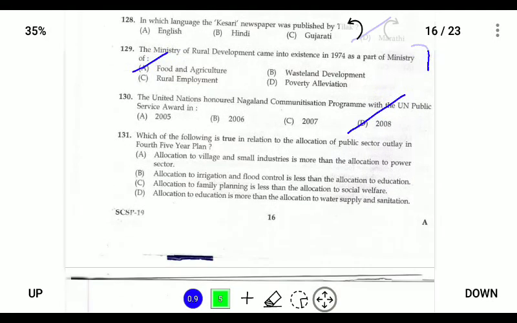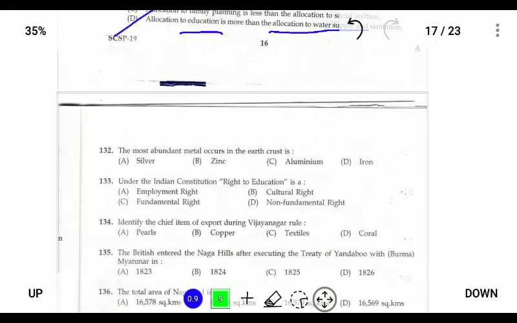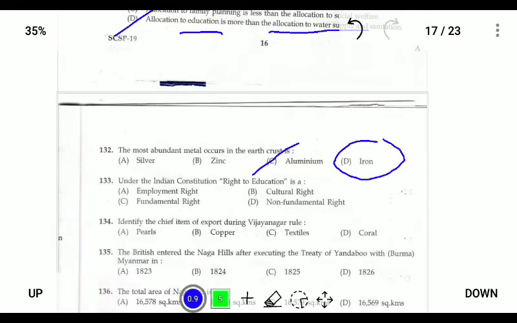Next, which of the following is true related to the allocation of public sector outlay in the fourth five-year plan? So, under the fourth five-year plan, the allocation of education is more than the allocation of water supply and sanitation. Education was given more preference in the fourth five-year plan. Next, the most abundant metal that occurs in the Earth's crust is aluminium. Please note that you should not be confused with iron, because iron is inside the core of the Earth, and the most abundant element is aluminium.